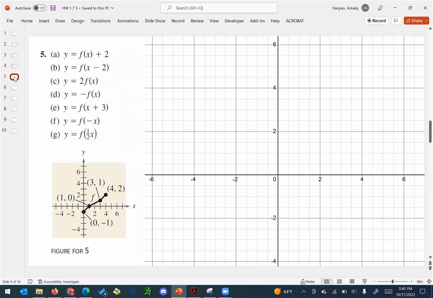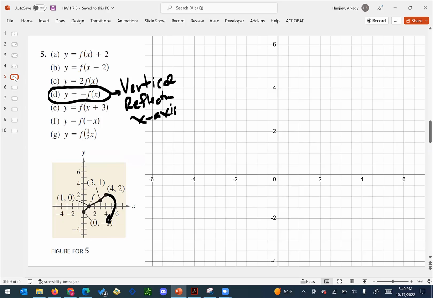Okay, so now the question is, what happens when you have a negative outside the function in front, multiplying it? What does that give us? That is a vertical reflection. And we say it's across the x-axis. So all these dots, the 4, 2 is going to come down here. That should come down here. Notice also the reflection about the x-axis. The 1, 0 stays in the same spot, and this one should just jump up.